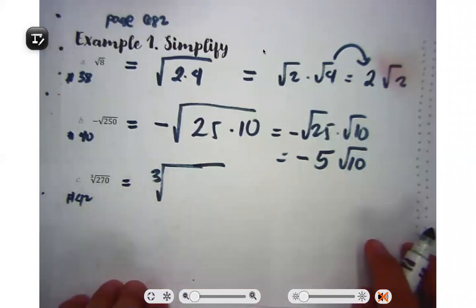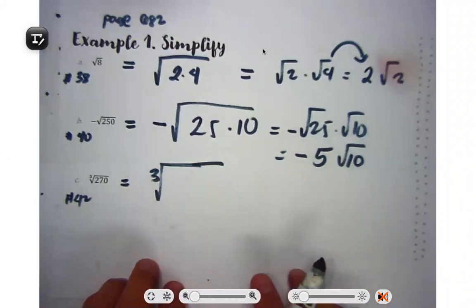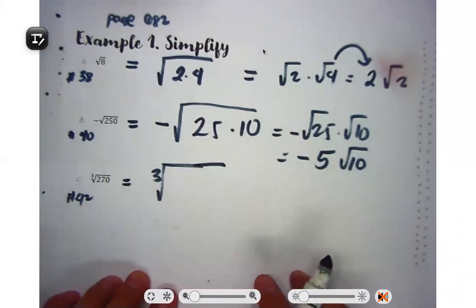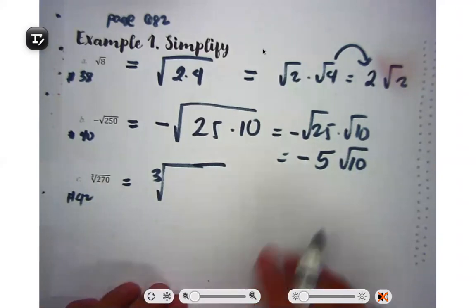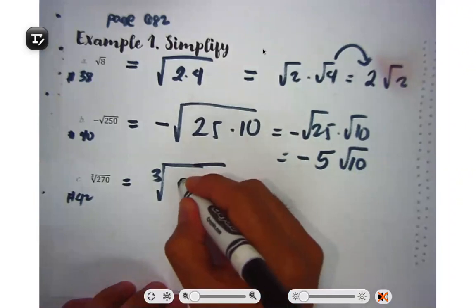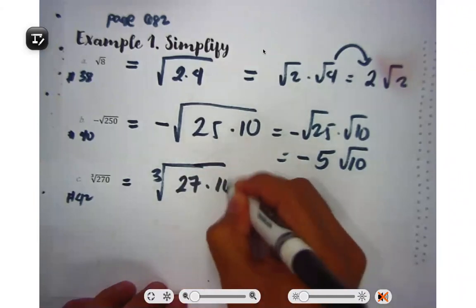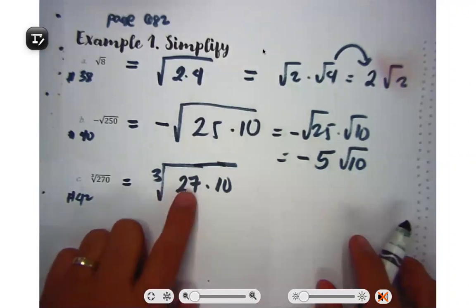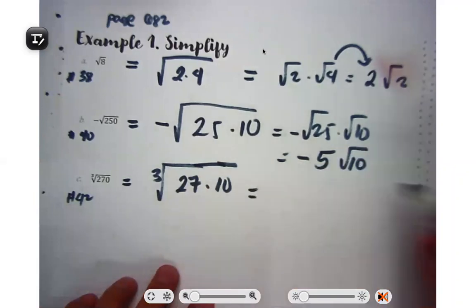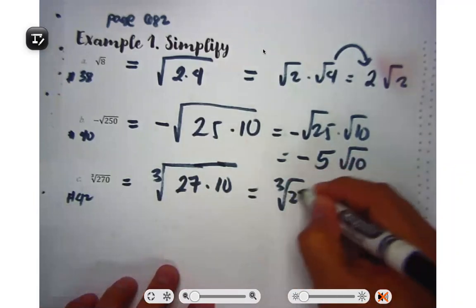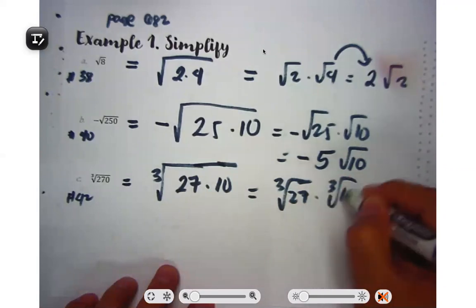Wherein one is a perfect cube. We have those lists of perfect cubes there on the whiteboard: we have 1, we have 8, we have 27, we have 64, 125. Which of them is a factor of 270? That would be, okay, 27 and 10. Right, so I have the cube root of 27 times 10. What's 27 times 10? 270. And then we're writing it into the cube root of 27 times the cube root of 10.